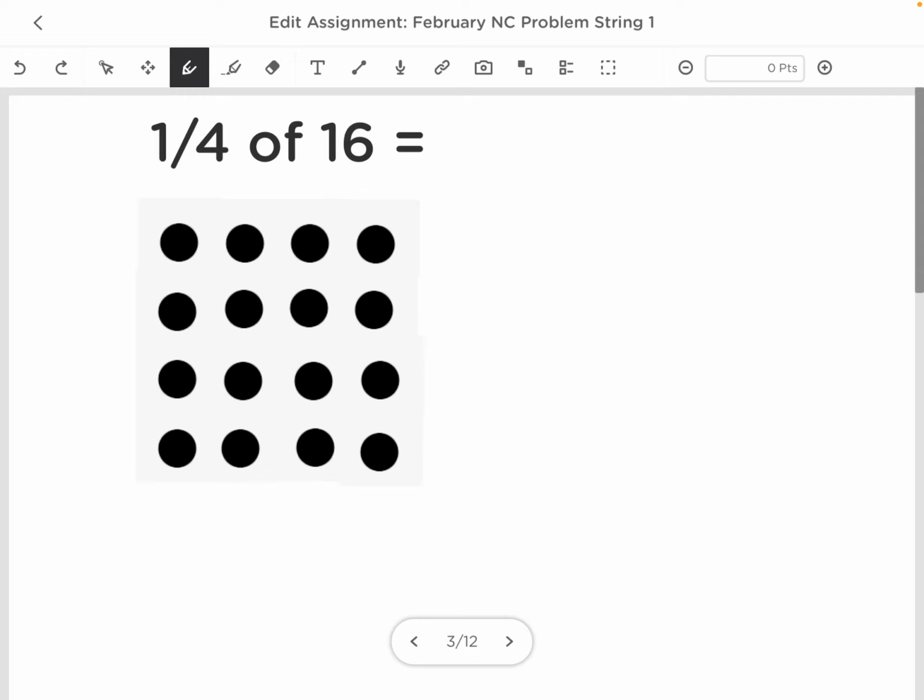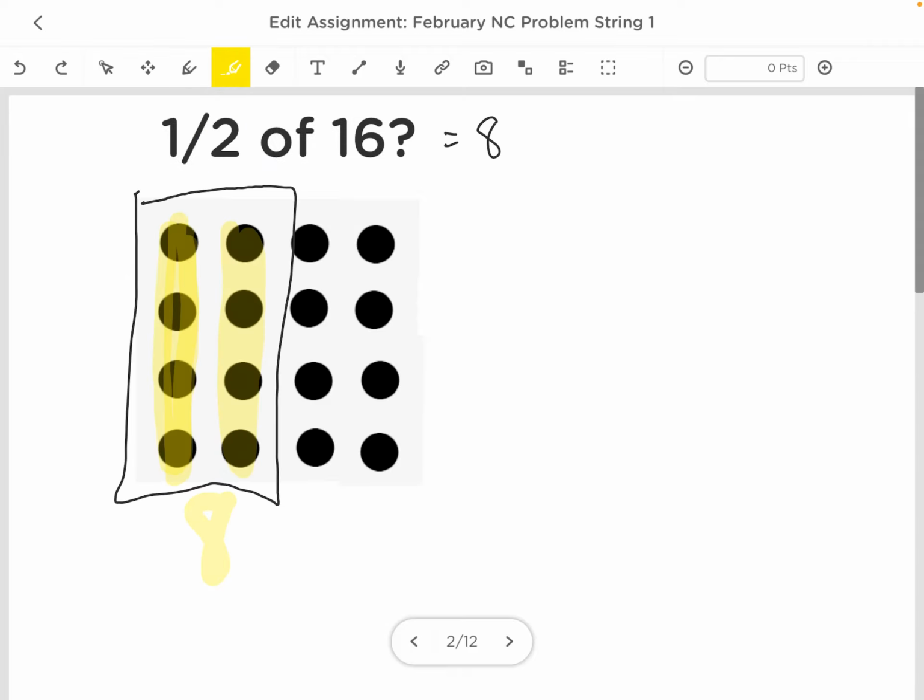My next question says, what is 1/4 of 16? So now I need to split this up into fourths. On slide 2, I split this up into 2 pieces. Okay, I have 1 piece over here, I have 2 pieces over here, and they are completely even. There is 8 in each piece.